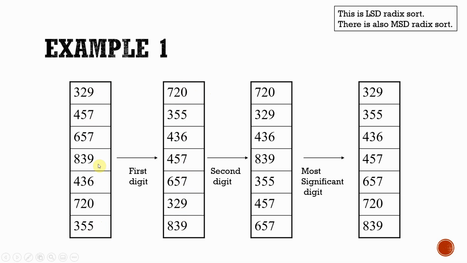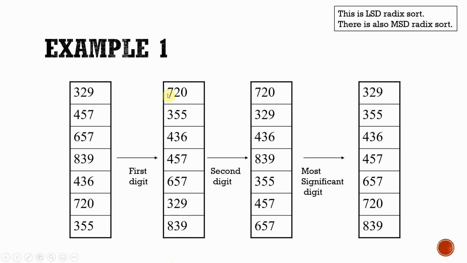Let's take a look here. You see that 329 comes before 839, and 457 comes before 657 in this case. Why is this the case? Because we applied a stable sorting algorithm, so the relative position of elements with the same number remains in the output.